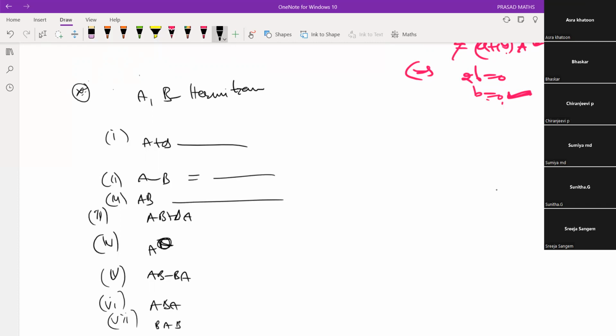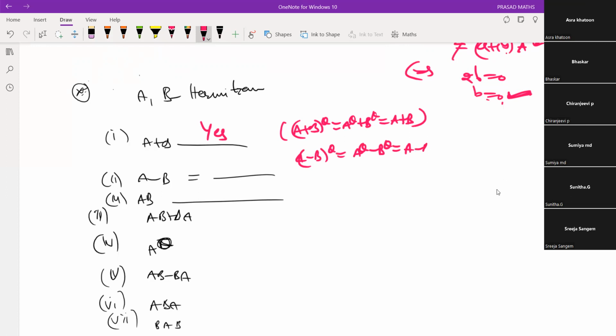Look at the first one. Is A plus B Hermitian? Yes, A plus B whole theta is A theta plus B theta, but A is Hermitian and B is Hermitian, so it is A plus B, therefore it is Hermitian. Next, A minus B, is it Hermitian? Yes, A theta minus B theta is nothing but A minus B, therefore it is Hermitian. What is AB? AB whole theta is B theta into A theta. But B is Hermitian, so this is B, and this is A. The question is, is it equal to AB? No. In general, they may not be equal.